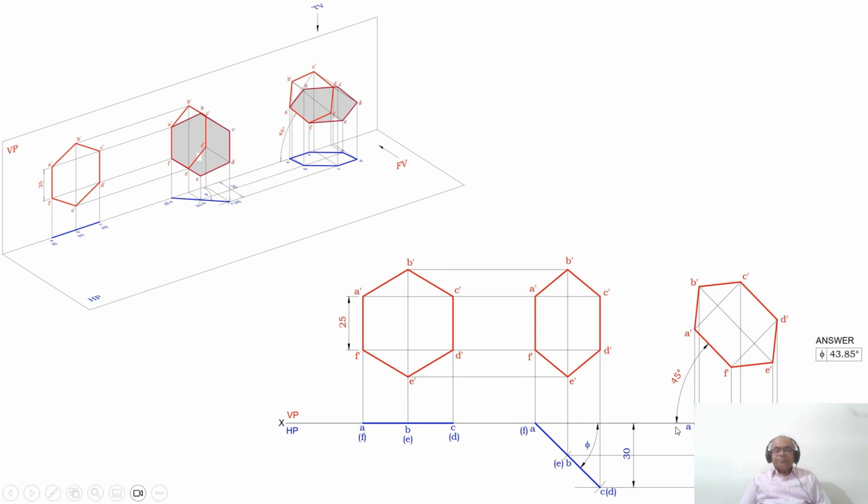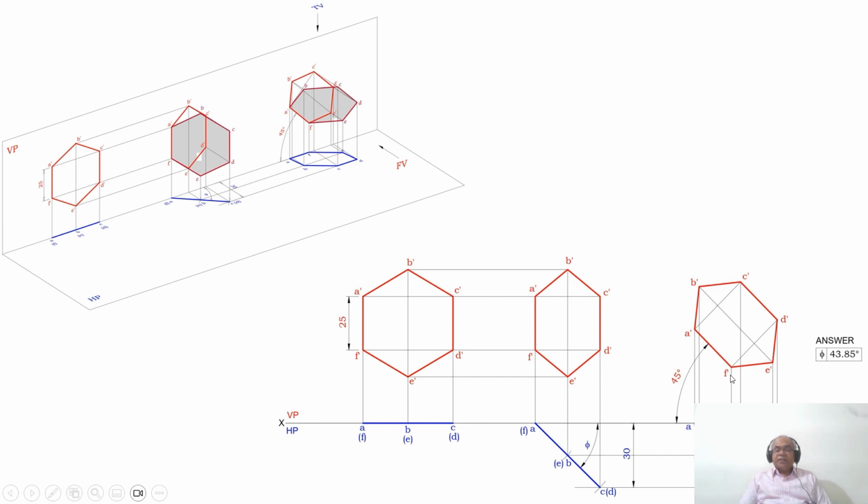So to do that, what must we do now? Consider any point and draw a horizontal line. From that point, using the protractor with reference to that horizontal line, measure an angle of 45 degrees and draw an inclined line. Then, using the compass, measure the distance from F dash to A dash and transfer it onto that 45 degree line.